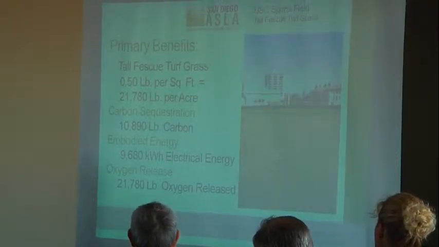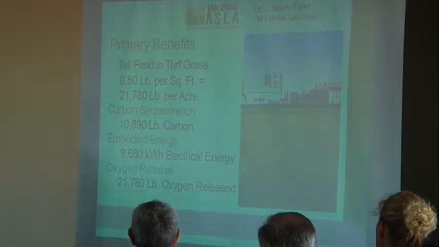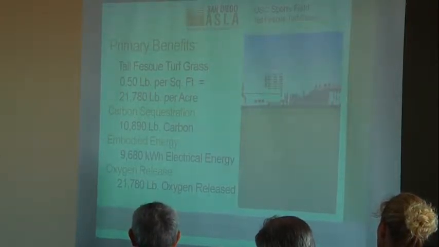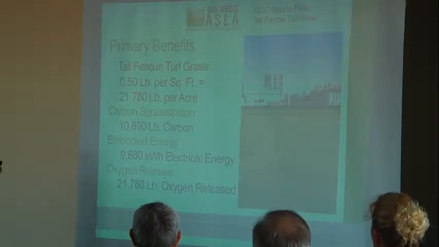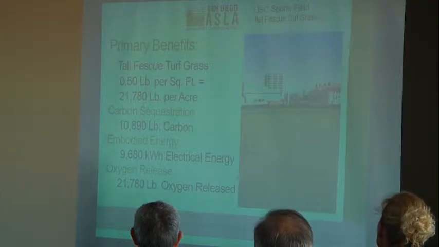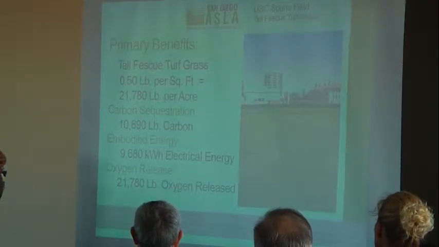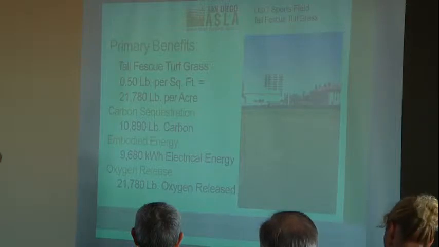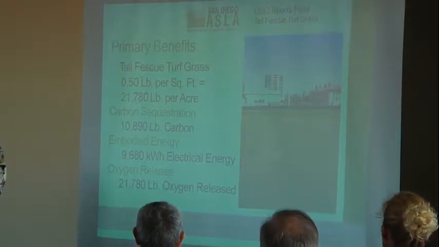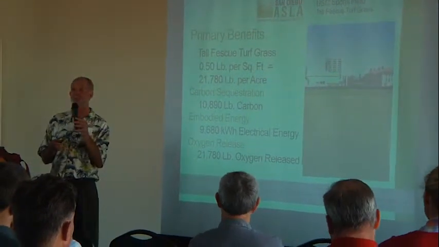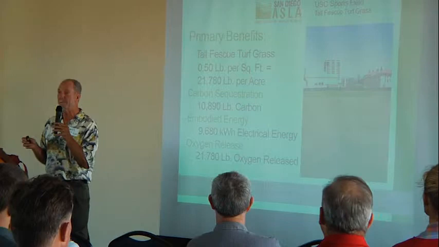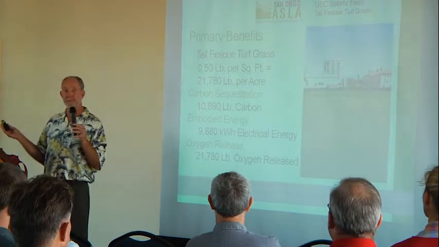You take that half pound per square foot, and you discover then that 21,780 pounds of plant material is held in that 1 acre of turf grass. And equally here, it weighs 21,780 pounds. 10,890 pounds is carbon. There's been 21,000 pounds of oxygen released. And if we're to convert that turf grass into kilowatt energy units, it would be equal to 9,680 kilowatt hours of energy. So this is the primary benefit profile.